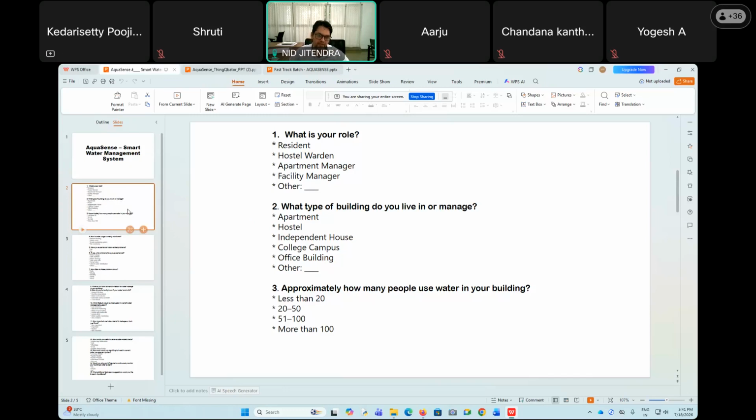What type of building will give you some structure. When you say residents, you will come to know what type of independent houses and others. If you say hostel wardens, then with capacity and so on, you will be able to see what type of structures are emerging. Go to the next slide.